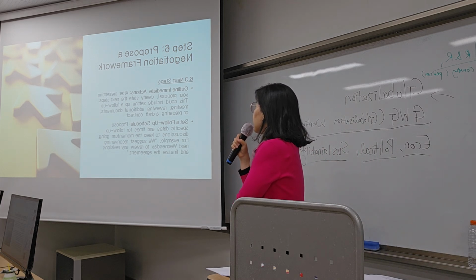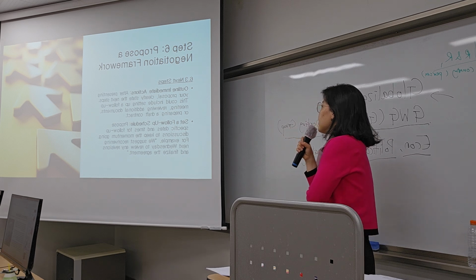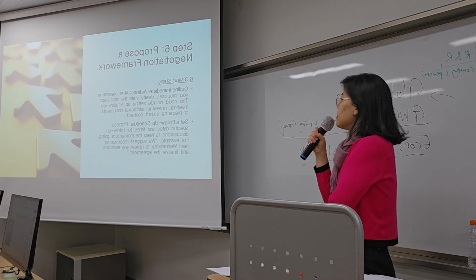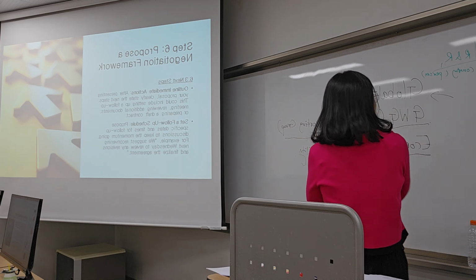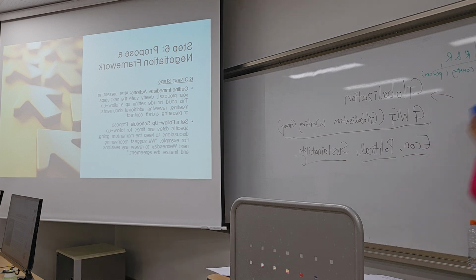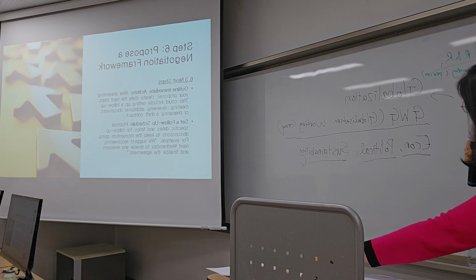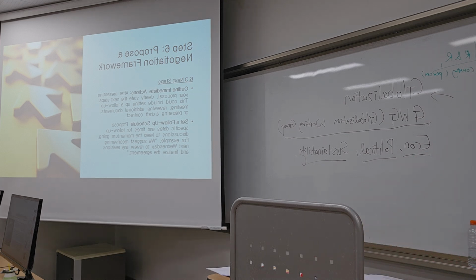Step 6. Propose a negotiation framework. Outline immediate actions. After presenting your proposal, clearly state the next steps. This could include setting up follow-up meetings, reviewing additional documents, or preparing. Set a follow-up schedule. Propose specific dates and times for follow-up discussions to keep the momentum going. For example, we suggest reconvening next Wednesday to review any revisions and finalize the agreement.